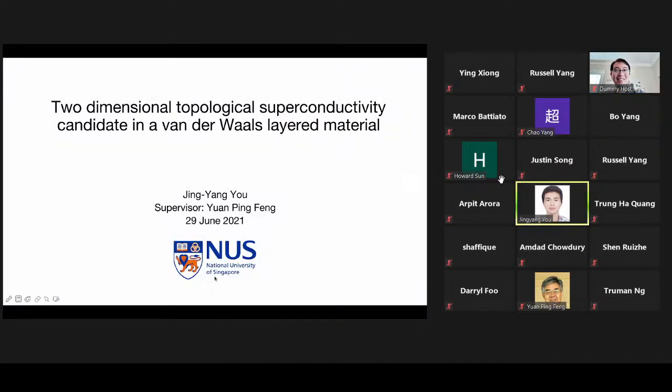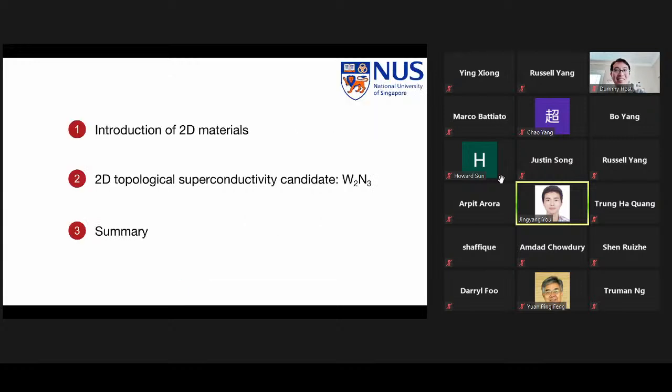Good morning, everyone. My name is Youjing Yang from Professor Feng Yuanping's group. I'm glad to present our recent work here, a two-dimensional topological superconductivity candidate in a van der Waals layered material. My report is divided into the following parts. First, I will give a brief introduction of 2D materials. Then I will introduce a 2D topological superconductivity candidate, tungsten nitride. Finally, I will give a summary.